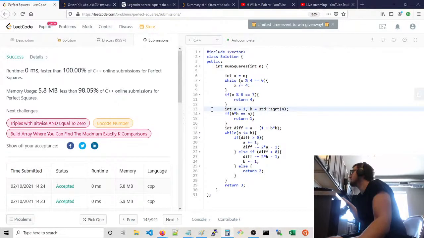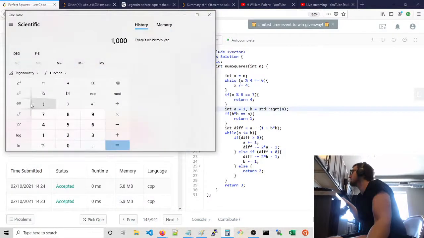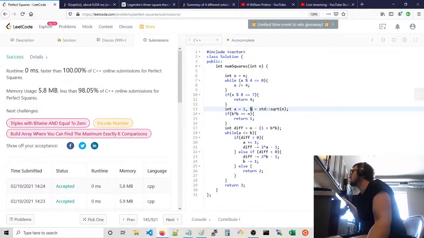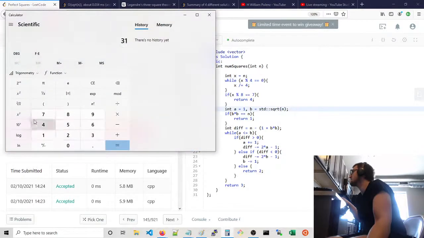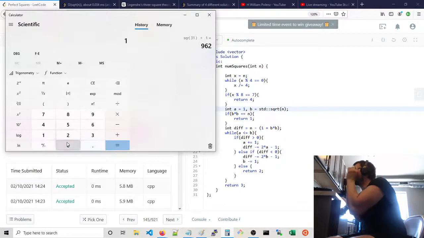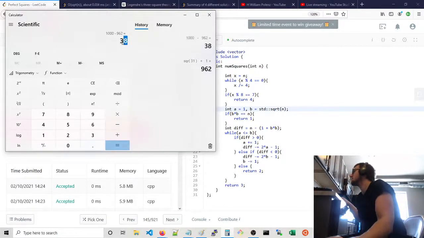Perfect square of 1,000. 31. Square from 1 to 31, right? 31 squared and 1. 962. 1000 minus 962. 38. Okay. So difference is more than 0. We increment by 1. We subtract.